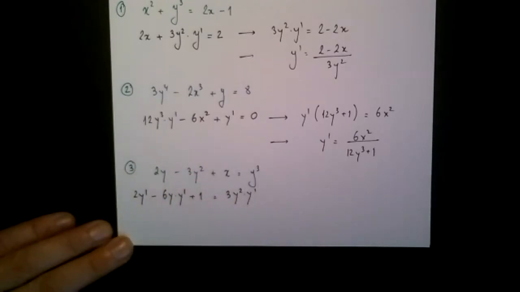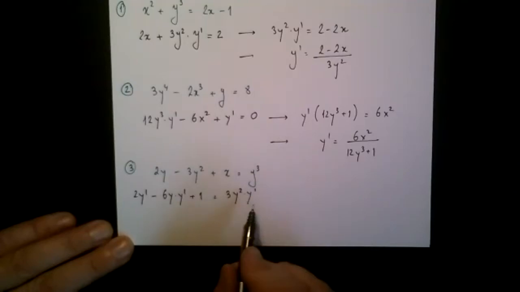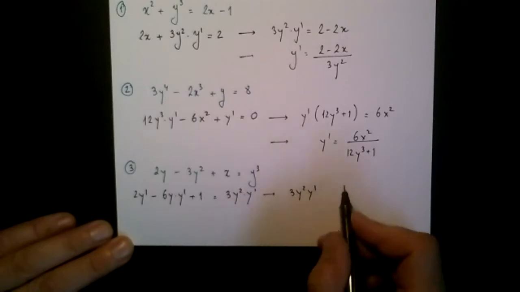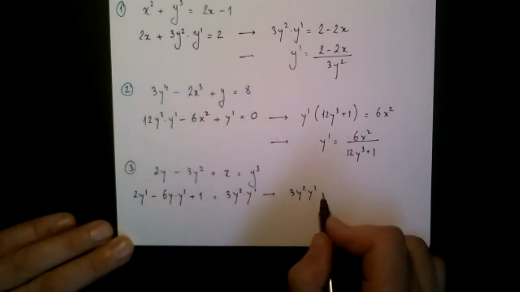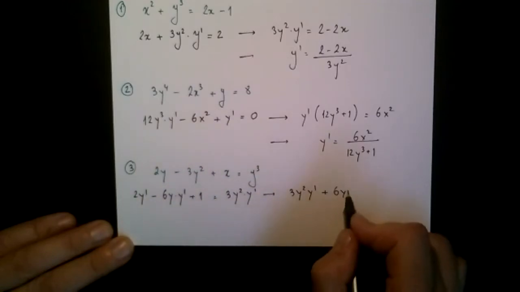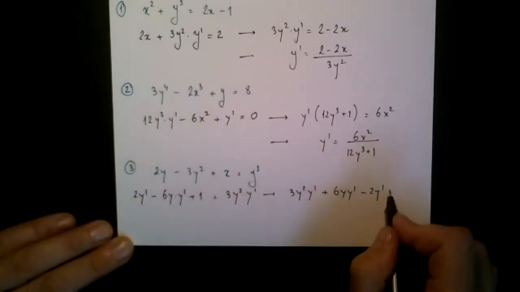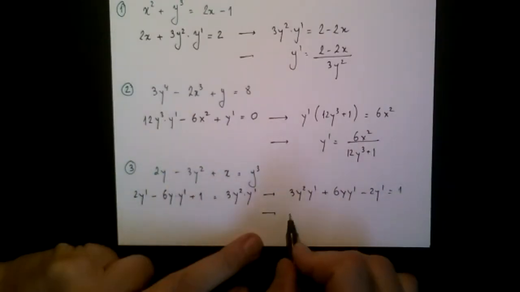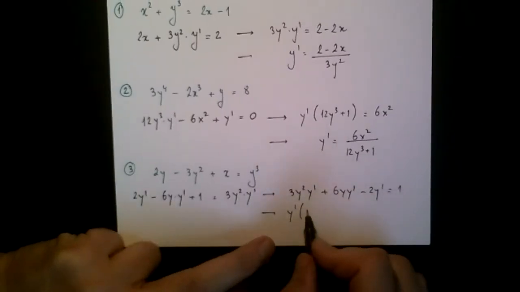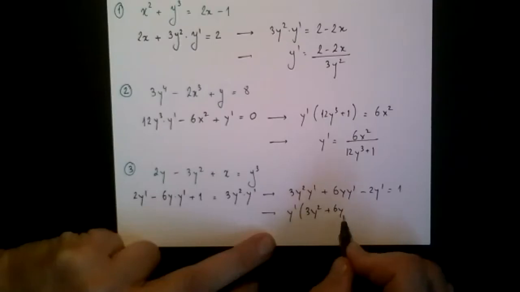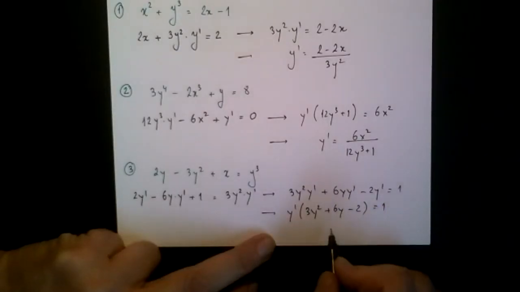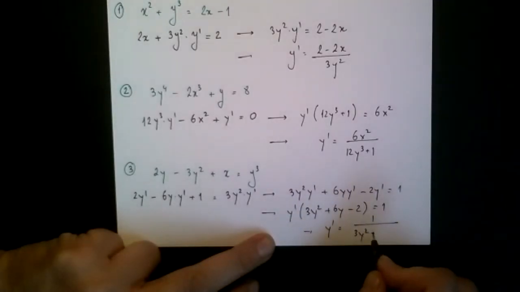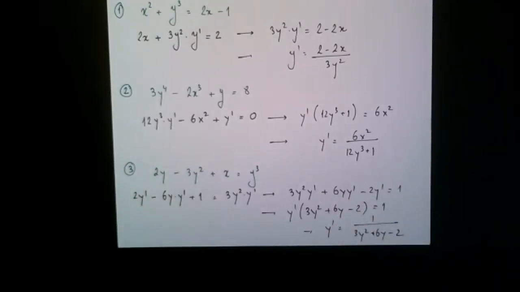Okay, so let's send everything to the right. 3y² y prime plus 6y y prime minus 2y prime equals, I'm left with just 1 on the left. Factor out y prime, so I get (3y² plus 6y minus 2) equals 1, and so y prime is 1 over (3y² plus 6y minus 2).